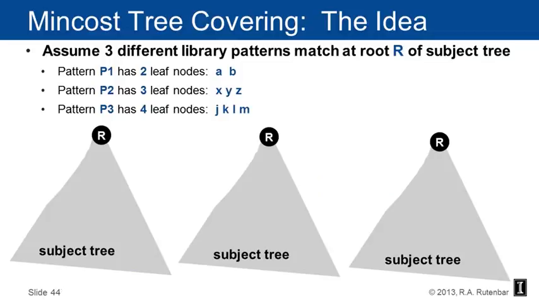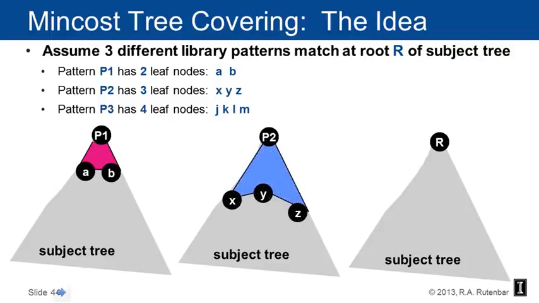So here's the idea in a more diagrammatic fashion. Just a little concrete example. Assume that there are 3 different library patterns that match at root R of our subject tree. And so I've got 3 great big gray triangles that each have an R at the top and say subject tree. So assume that pattern P1 from our library has 2 leaf nodes, A and B. And so what that means is I can put pattern P1 up at the top, and there's a little purple triangle, and it has 2 nodes, A and B, that are covered where the inputs cover. So those are the leaf nodes for putting pattern P1 at the top.